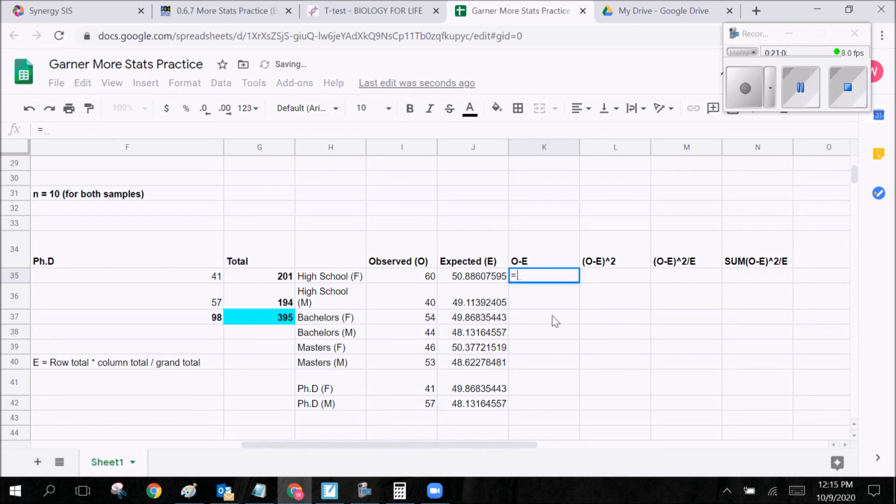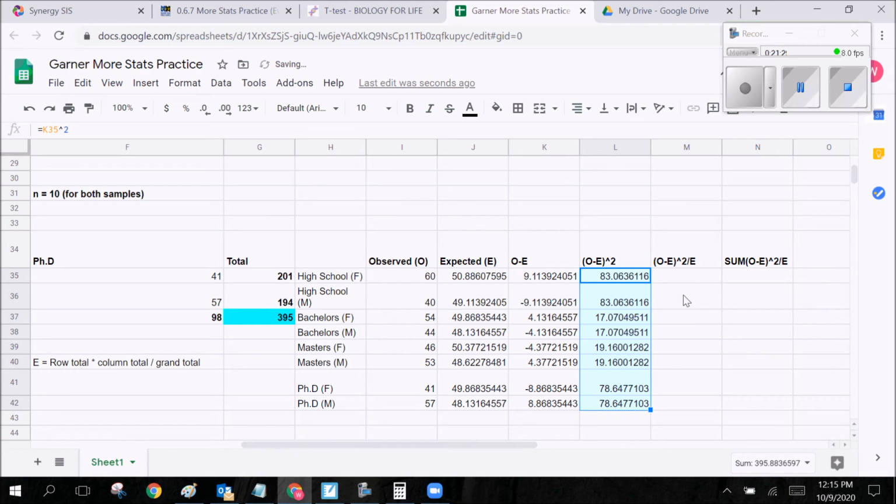So for O minus E, you say equals your O minus your E. Boom, you only have to do it for one. Grab that little box in the corner, drag it down, and it calculates it for all of them. Oh, it's so nice. Then you go over here, equals this number, caret key, shift 6, press 2. Got it? Only had to calculate for one. Drag that box down, boom.